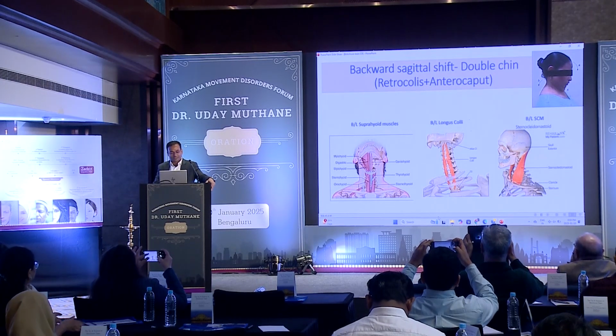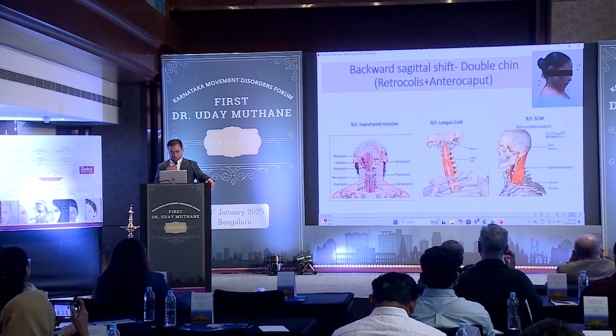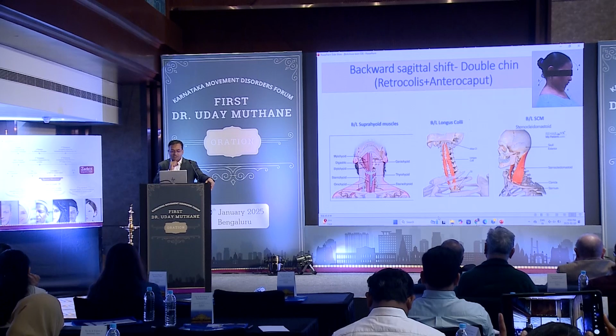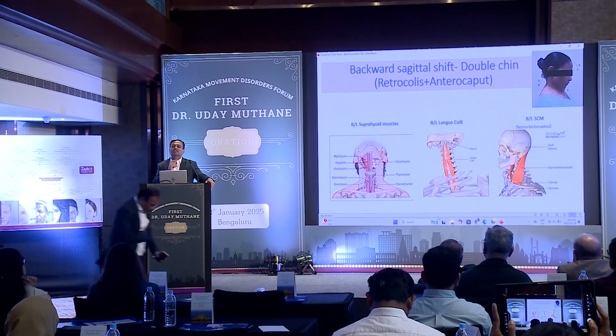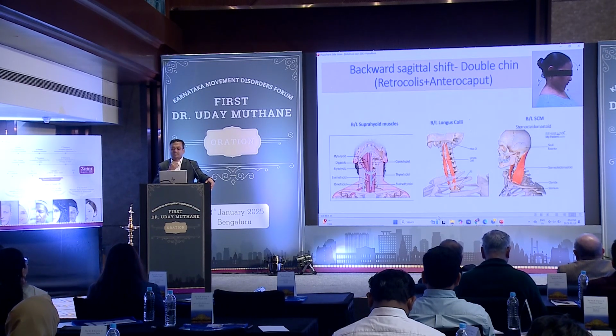Okay, the next complex pattern is the backwards sagittal shift, the double chin, which I showed you. Retrocollis as well as anterocaput. For this, we need to inject the suprahyoid muscles, digastric. Just digastric is very simple. Just midline, one finger below, backwards, and one finger lateral. That's all, two sides. You can inject like this. Or longus colli, but the simplest thing is digastric as well as SCM. That's the easiest muscle we can inject.